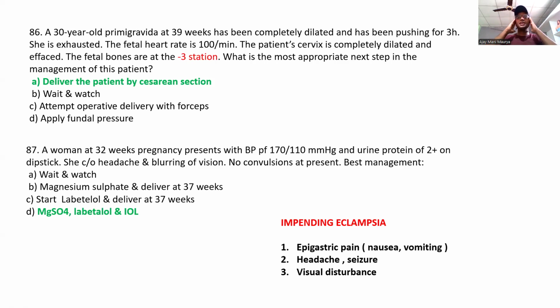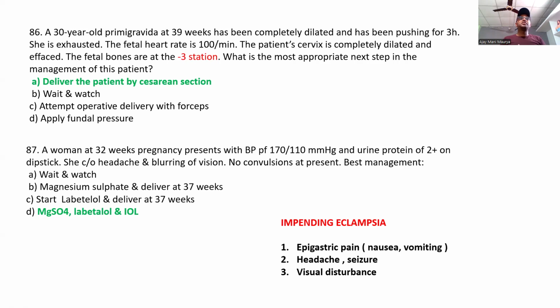So guys, she has been pushing for almost 3 hours, and the cervix is completely dilated, but the station is still -3. Oh my goodness, it has to come to 1, but she has been pushing for 3 hours. You have to immediately do the CS, guys. These are the types of questions you are going to get in the exam. What is the mode of delivery, CS or normal? Please try to remember this, guys.